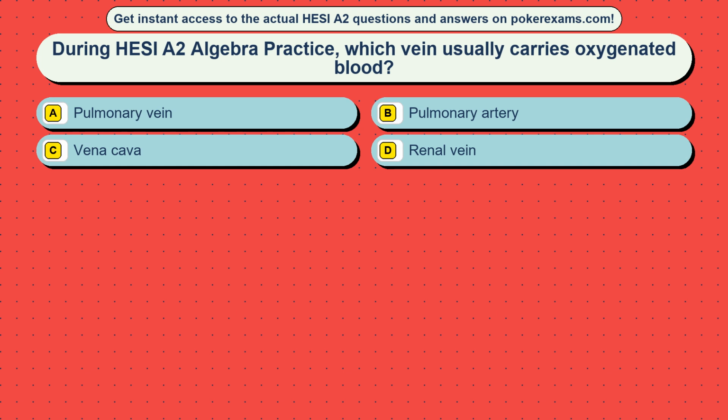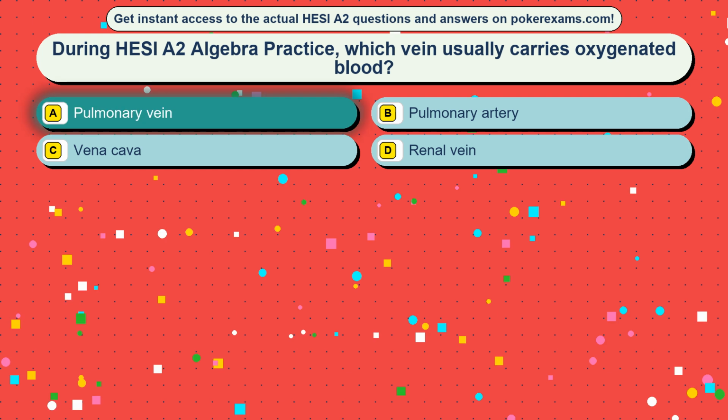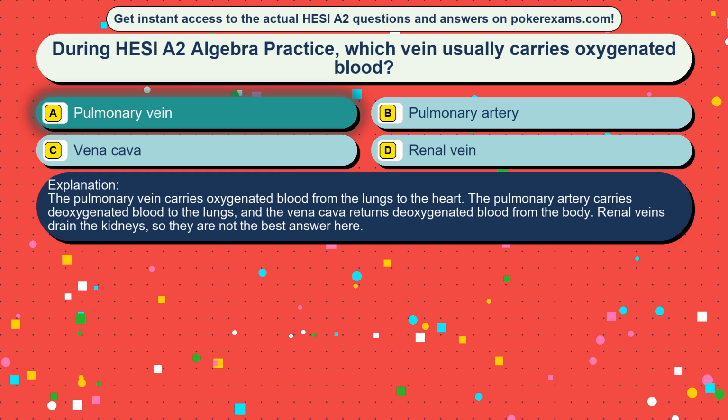Question 1. During HESI A2 Algebra Practice, which vein usually carries oxygenated blood? Option A. Pulmonary vein. Option B. Pulmonary artery. Option C. Vena cava. Option D. Renal vein. The correct answer is option A. Pulmonary vein. The pulmonary vein carries oxygenated blood from the lungs to the heart. The pulmonary artery carries deoxygenated blood to the lungs, and the vena cava returns deoxygenated blood from the body. Renal veins drain the kidneys, so they are not the best answer here.